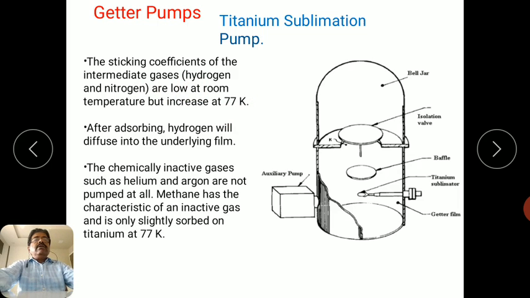Now there is a third category of gas molecules, which are chemically inactive gases.